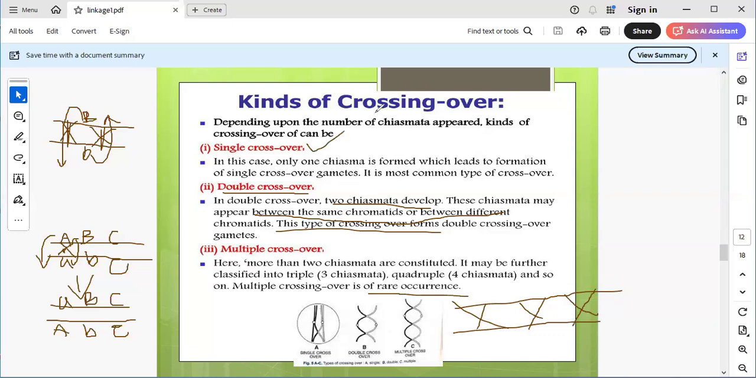Commonly, which type of crossover occurs? Single crossover. Sometimes there is scope for double crossover also. But multiple crossovers are very, very rare. It may not happen naturally. So here more than 2 chiasmata are constituted. It may be further classified into triple or quadruple and so on. So multiple crossing over is of rare occurrence. Is it clear? Yes, sir. Okay.